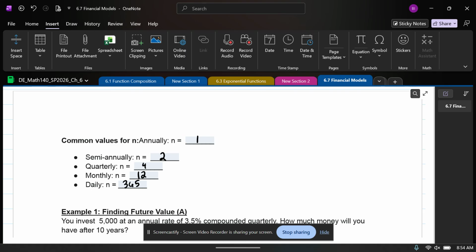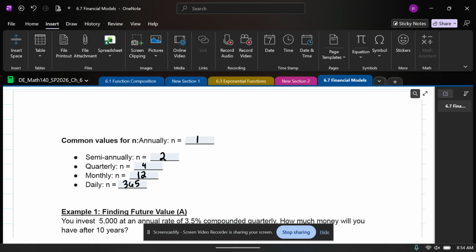You do find some monthly accounts, this day and age with internet banking and all that stuff, you can bank with pretty much any bank in the world. And some of the larger banks offer monthly interest compounding. Daily is very, very rare. You're not going to see that too often.